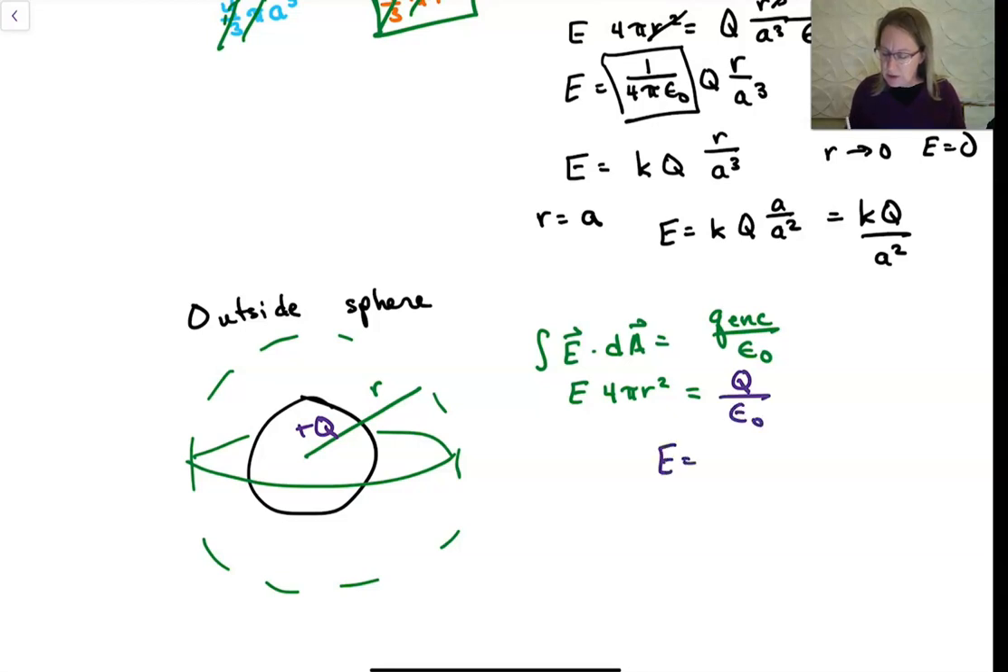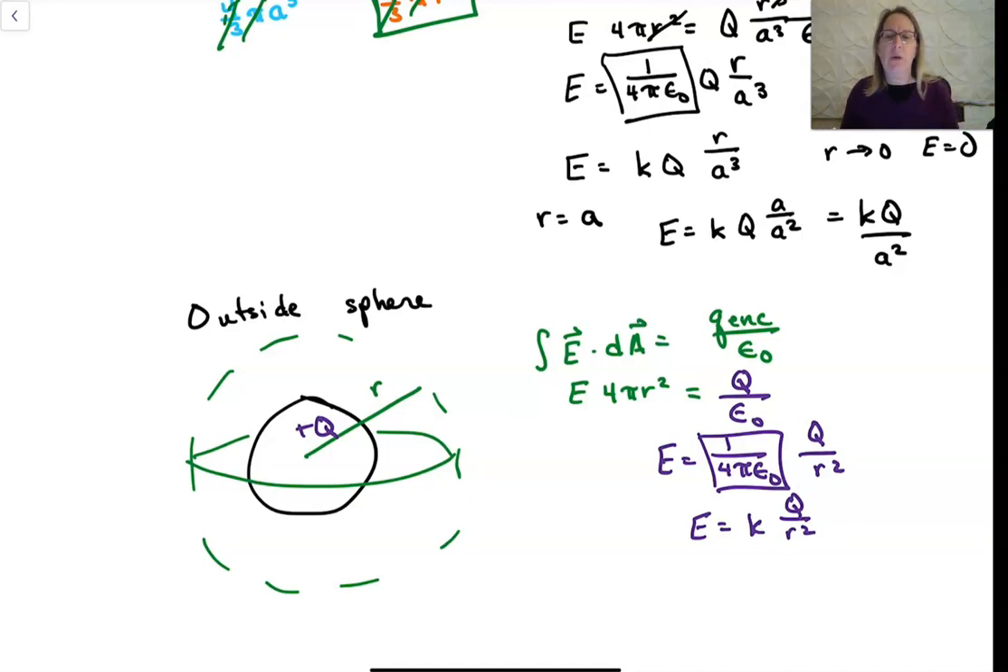Our E is equal to 1 over 4 pi epsilon naught Q over R squared. So that's okay. E is equal to KQ over R squared. So it's just like a point charge, which I said at the beginning, but I didn't actually prove. So this is what happens.